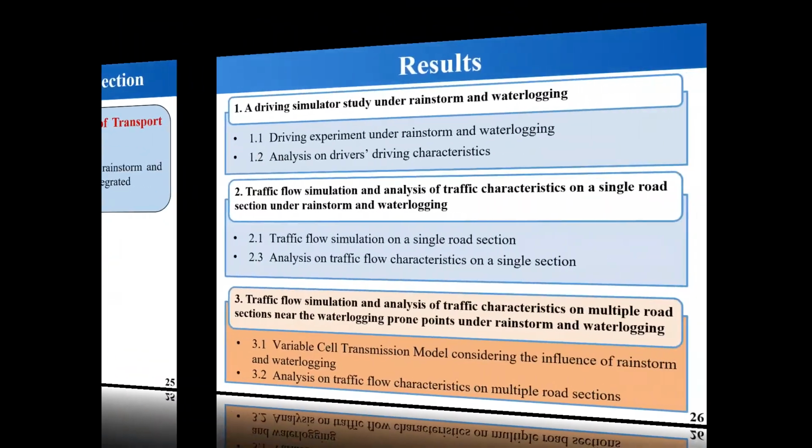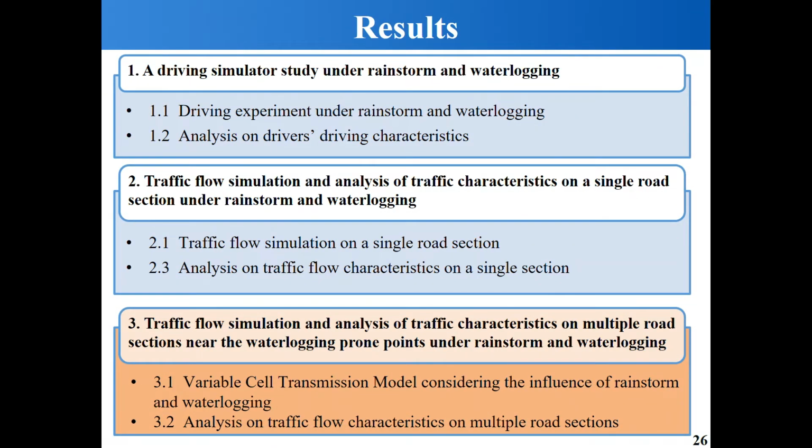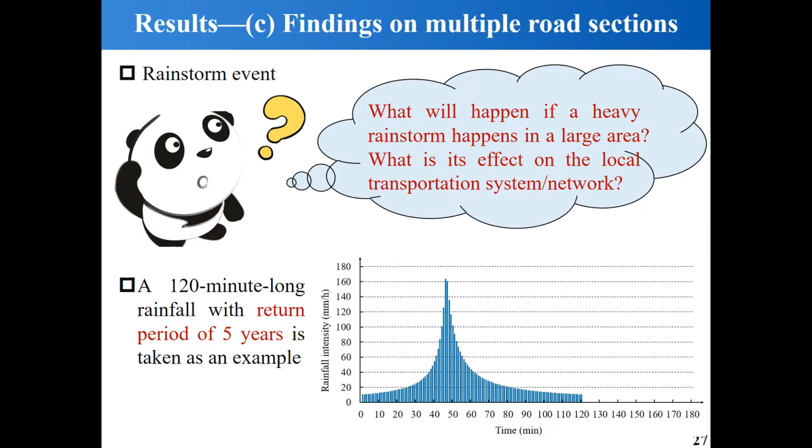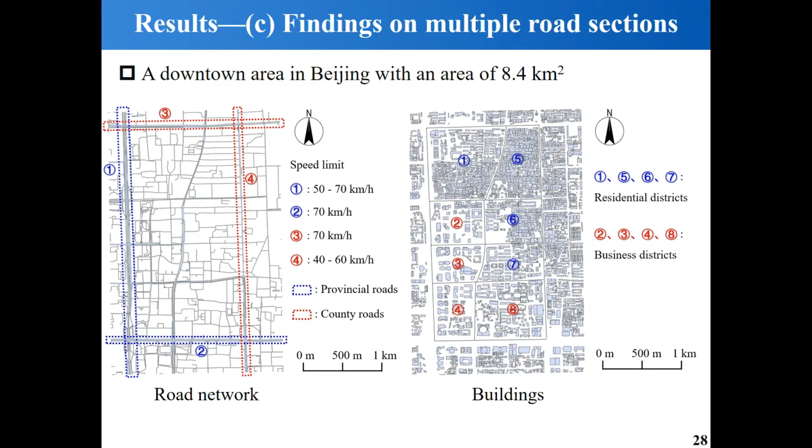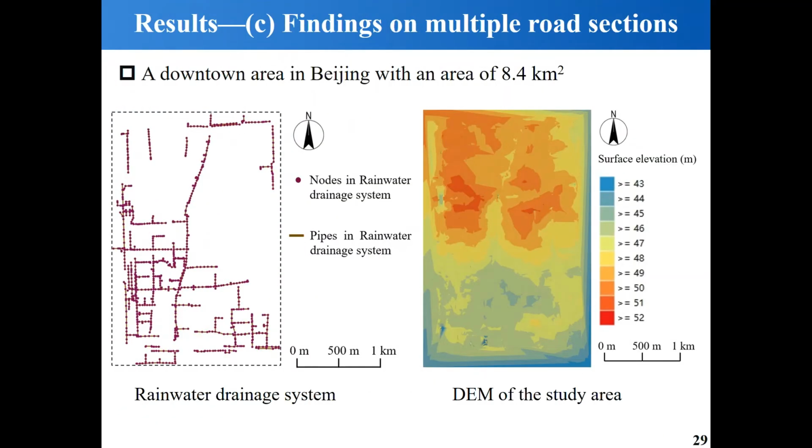In section 3, we focus on local transportation systems and networks. As a case study, a 120-minute long rainfall with a return period of 5 years is taken as an example in this section. A downtown area in Beijing, China is selected as the study area. Shown in these figures are the road network, buildings, rainwater drainage system, and DEM data in the study area.